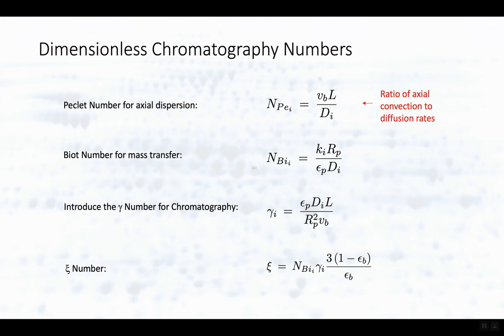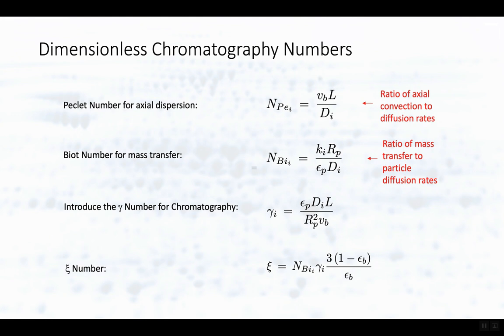The Biot number is the ratio of mass transport to the surface of the bead versus the particle diffusion rates in the bead. Once stuff gets to the bead, it's got to diffuse in and then it's got to diffuse back out. So that's what the Biot number represents. It's that ratio, rate of transport to rate of diffusion in and out.